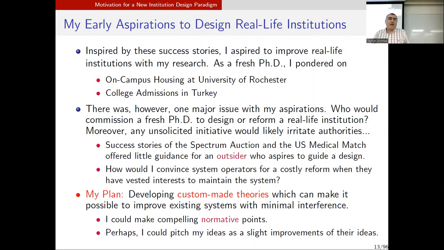How would I go to authorities in college admissions in Turkey and tell them that they should change the system in this way or that way, right? I'm a nobody, right? So I'm an outsider. Whereas earlier successes of market design were all through insiders, right? They didn't need to prove that there was an issue. People came to them because there was an issue, right?